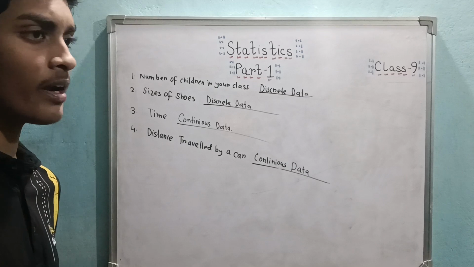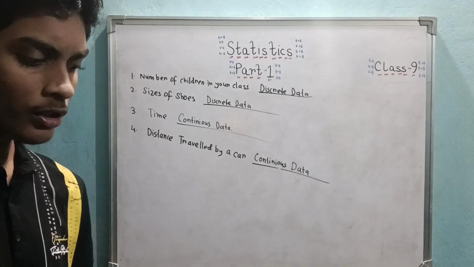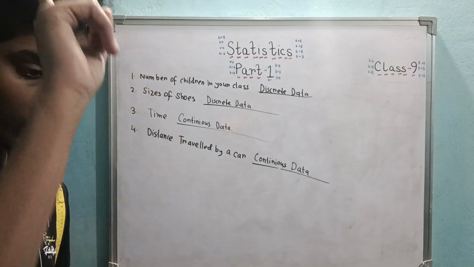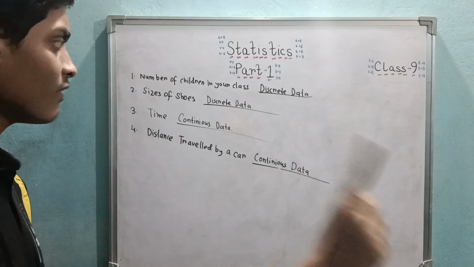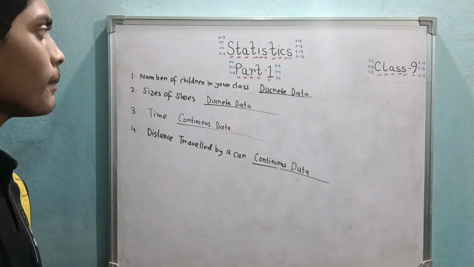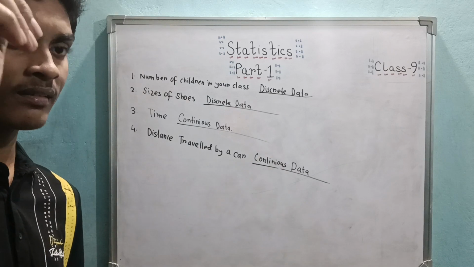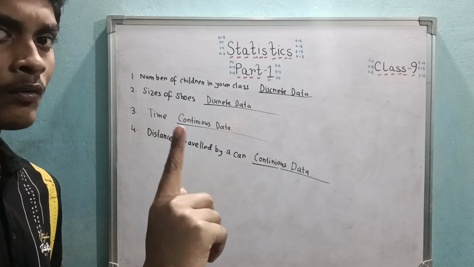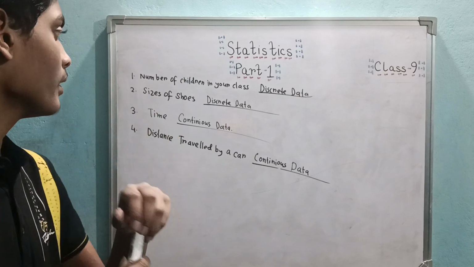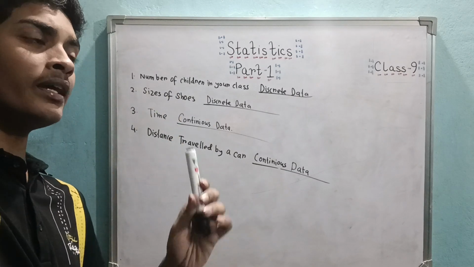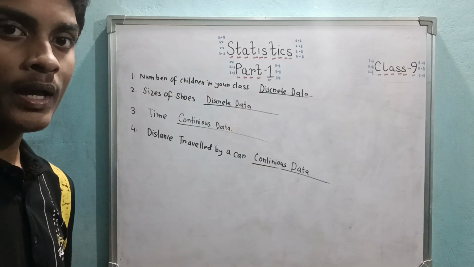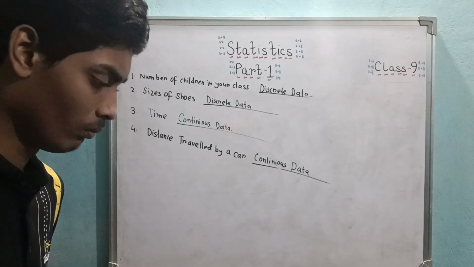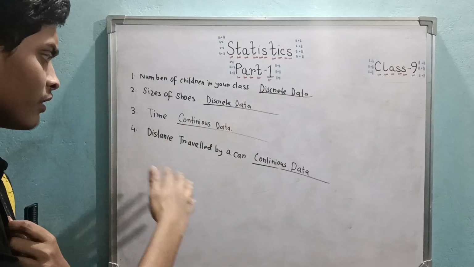Sizes of shoes: you are at a shoe shop. According to your foot size, the shoe will be given, which has only one size. One size, single unit, discrete data. Number of children in your class: you go to the class, count your friends and tell how many students are there. Only one value, discrete data. Time, going till infinity, till we go to God and are born again. Continuous data. Distance traveled by a car.